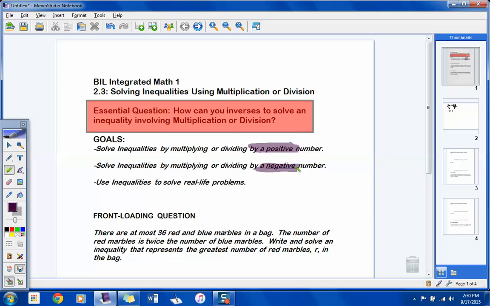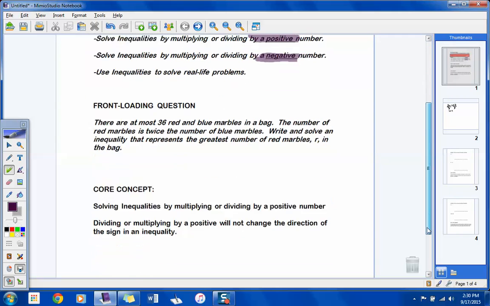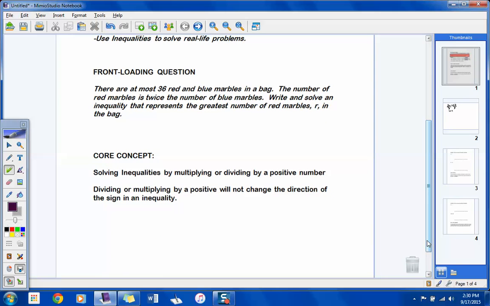So here's what we're looking at. Guys, here's a front-loaded question for you. Take a minute, read that. See if you have any kind of way of solving this. If you think you might have an idea how to solve that, raise your hand, let me know. This will be something we're not sure of how to do, but if you have an idea, let me know.